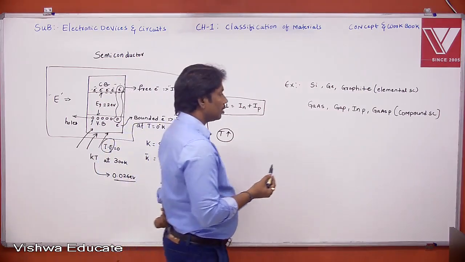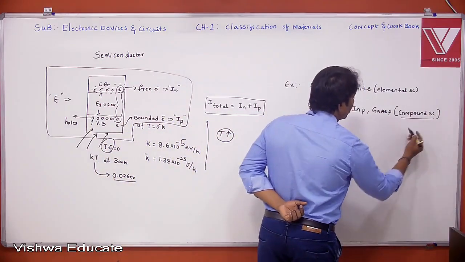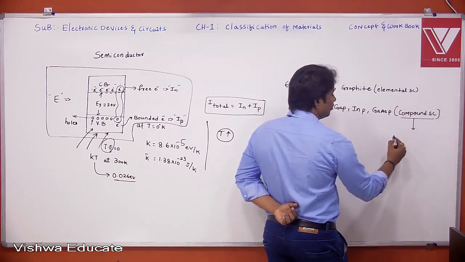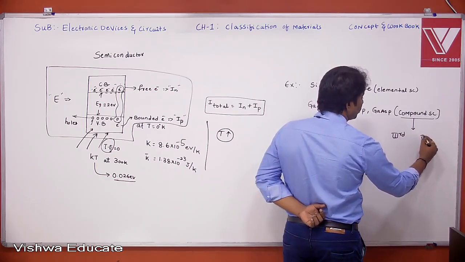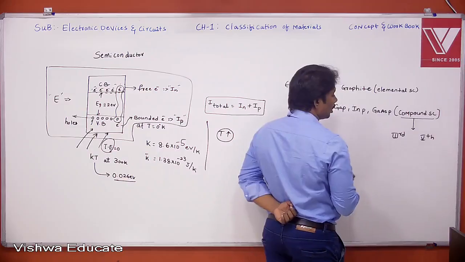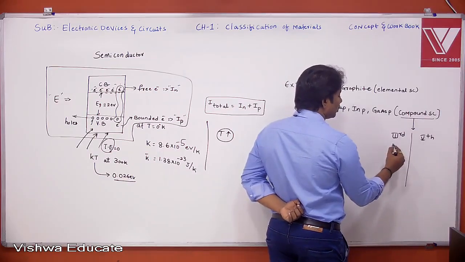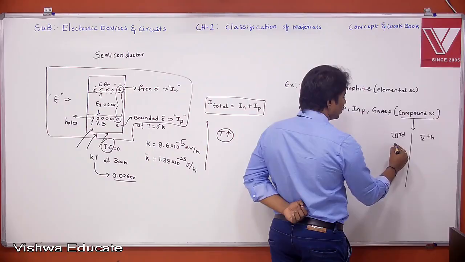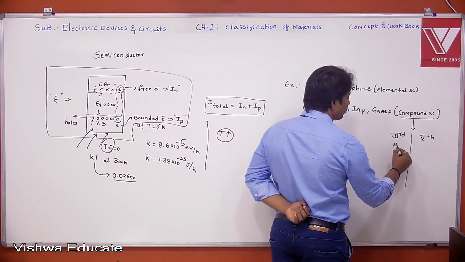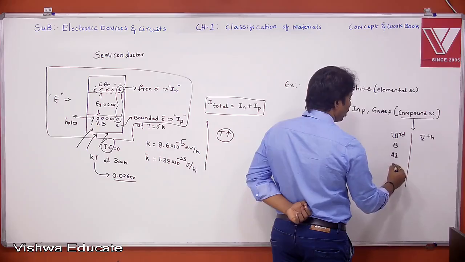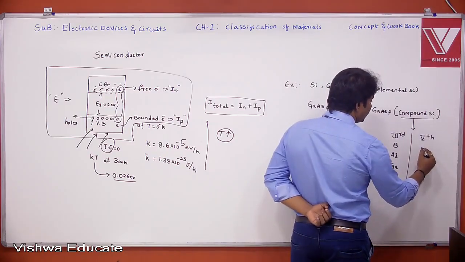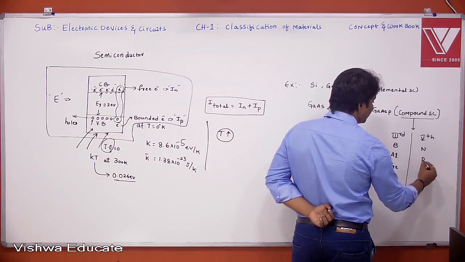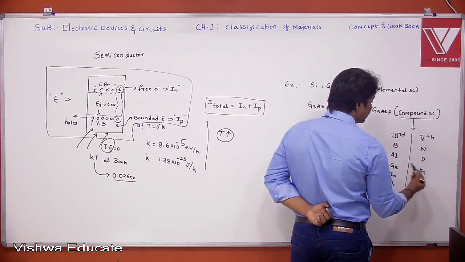Yeah. Next, what is a compound semiconductor? A compound semiconductor is nothing but a mixing of third group and fifth group elements. What are the third group elements here? The third group elements are boron, aluminium, gallium, indium, thallium. And what are the fifth group elements? The fifth group elements are nitrogen, phosphorus, arsenic, antimony. These are the fifth group elements.